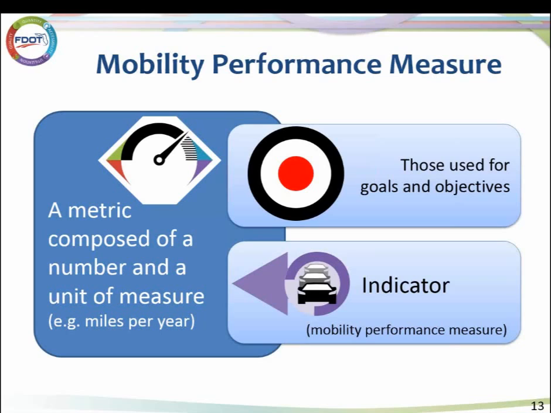There are others that are more like indicators. These are just trends that occur, or something that's occurring that we may or may not use for goals and objectives. When we track the number of airline passengers, it's indicating what's happening, but we may or may not use that as a goal or an objective.